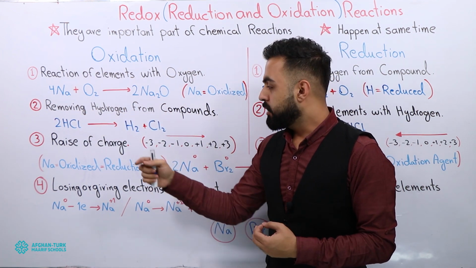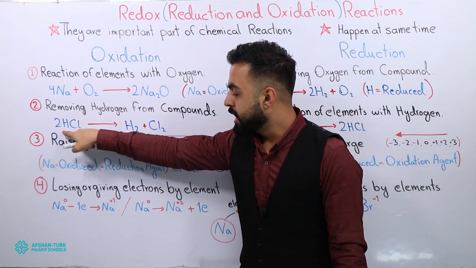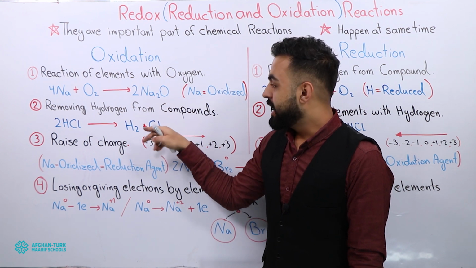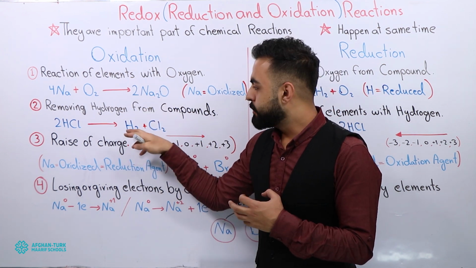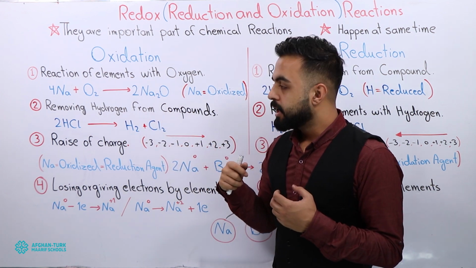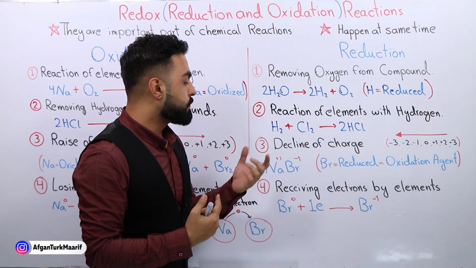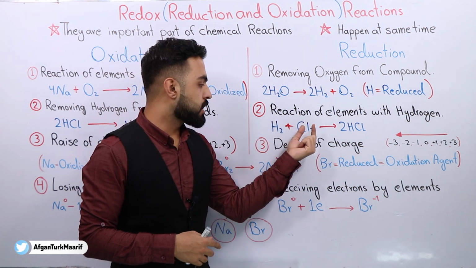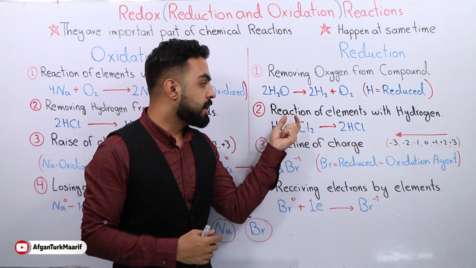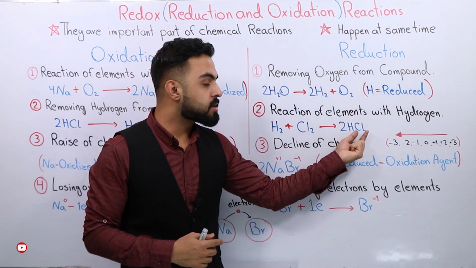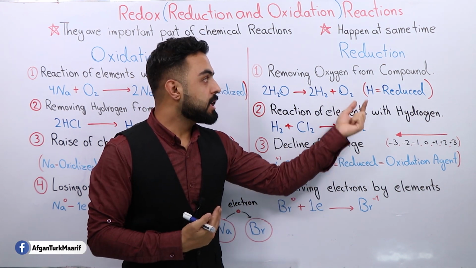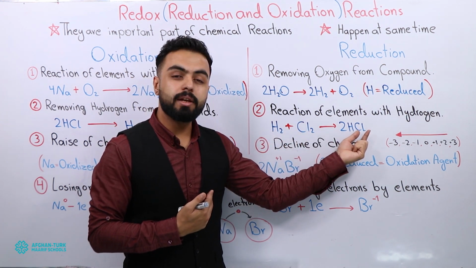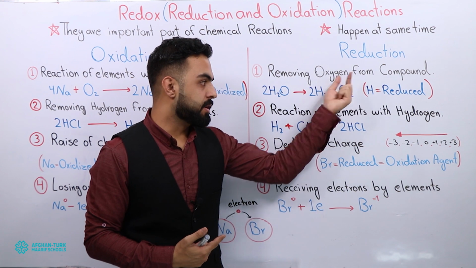So when we remove hydrogen like this, HCl, we remove the hydrogen, Cl here is oxidized, because we remove the hydrogen from Cl. And vice versa. When we install the hydrogen on elements, or the elements react with hydrogen, those elements are actually reduced. Now, when hydrogen reacts with chlorine, the chlorine itself here is reduced.